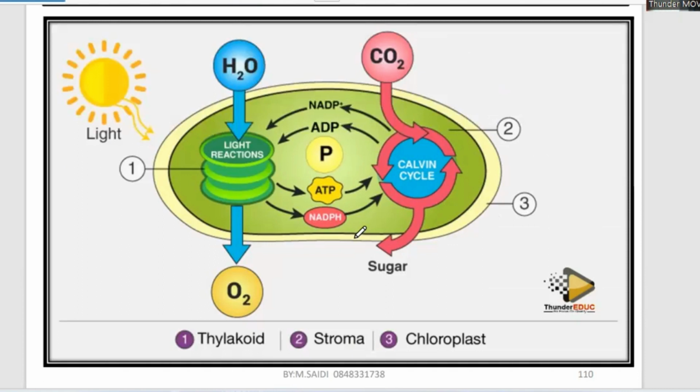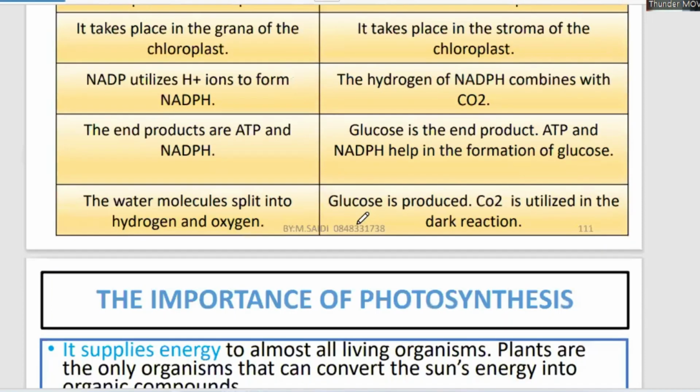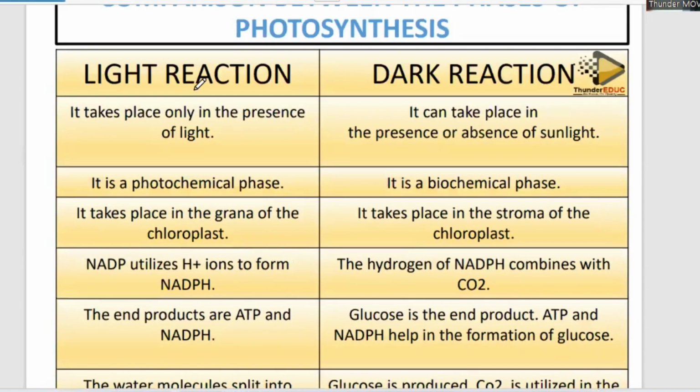I know that students have a big challenge when it comes to this process. Just in one minute, look at the differences between the light phase and the dark phase. The light phase occurs only in the presence of light, as you hear the word, and the dark phase occurs in the absence of light. The light phase is a photochemical phase. It means that it is a process that requires light, a process facilitated by the light. While the dark phase is biochemical, these are biological chemical reactions which are happening.